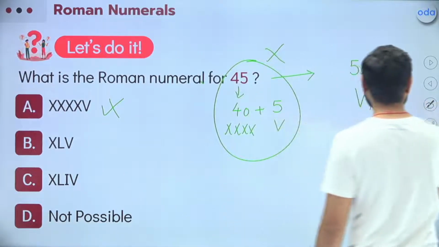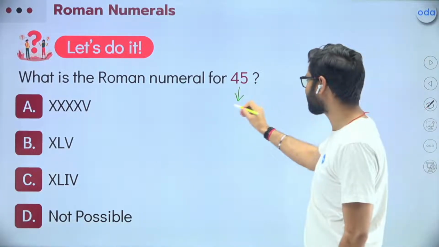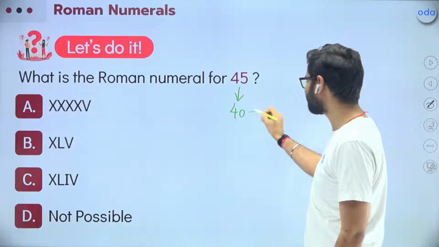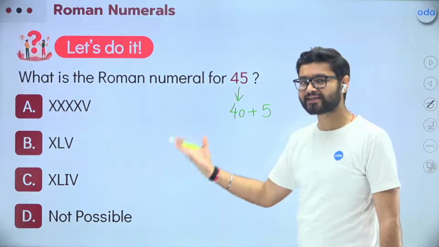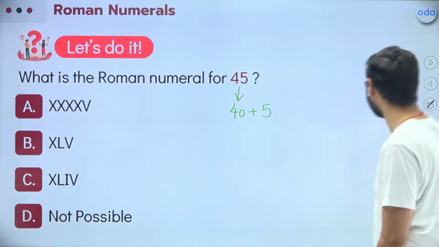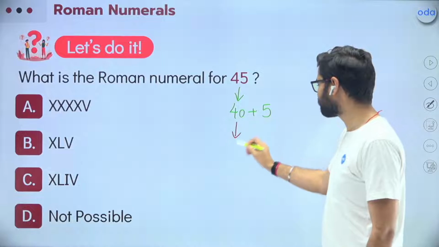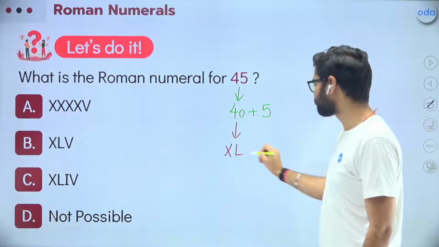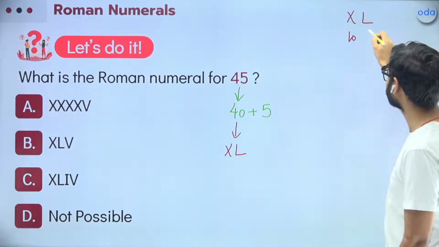Okay, let me tell you the final way we can write it. 45 we are going to write as 40 plus 5. It is better to write 40 plus 5, but how I write 40 is more important. 40 will be XL. You can apply rule number 3 here. XL: X is for 10, L is for 50.